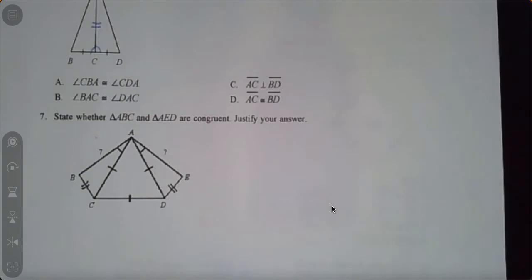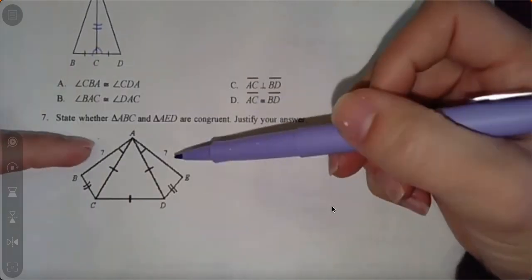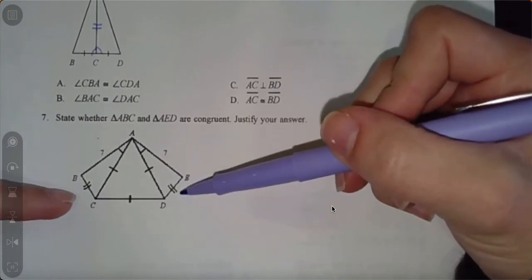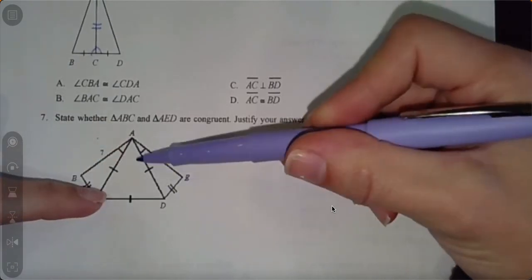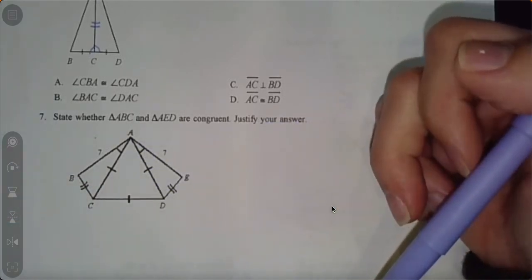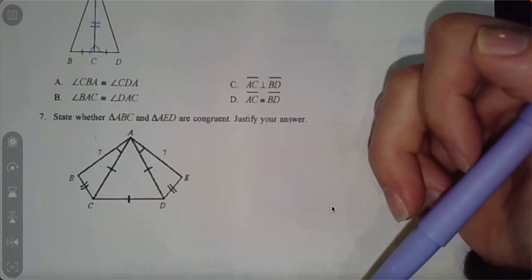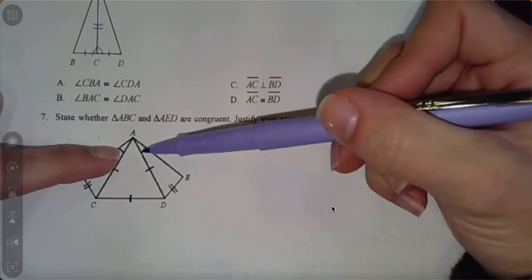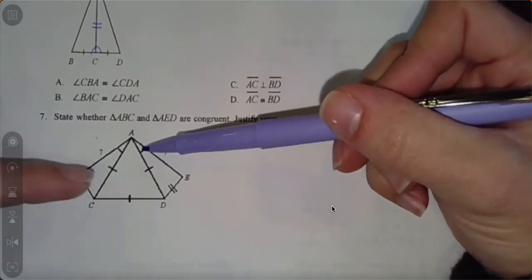Number 7. Are triangles ABC and AED congruent? Okay, let's see. That side is 7 and that side is 7. That side and that side are the same, right? This side and this side are the same. So I can tell by side, side, side that they're congruent. I can also tell by side, angle, side that they're congruent. The 7 and the 7, that little angle and that little angle, right? And this side and this side.